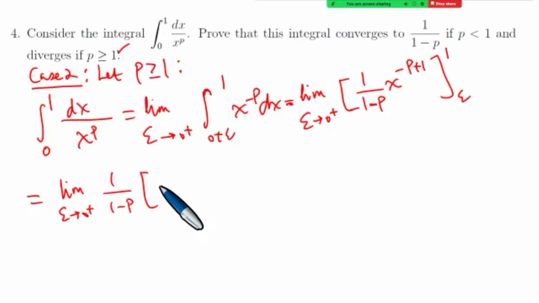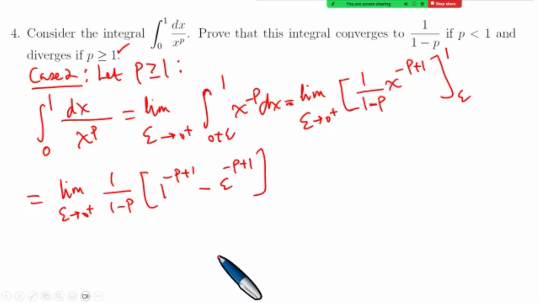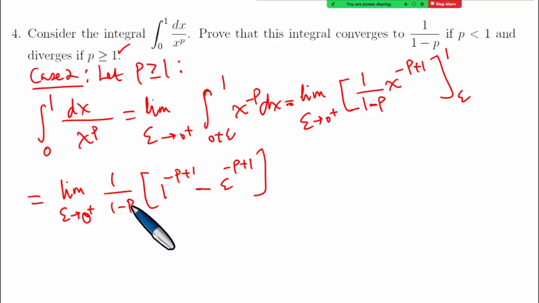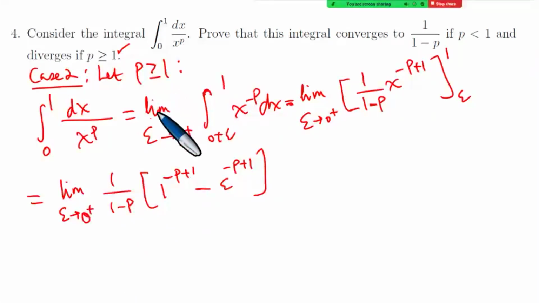And then you substitute here, which is 1 to the minus p plus 1 minus epsilon to the minus p plus 1. So this is what we have. Okay, now let's check what happens here whenever p is bigger or equal to 1.